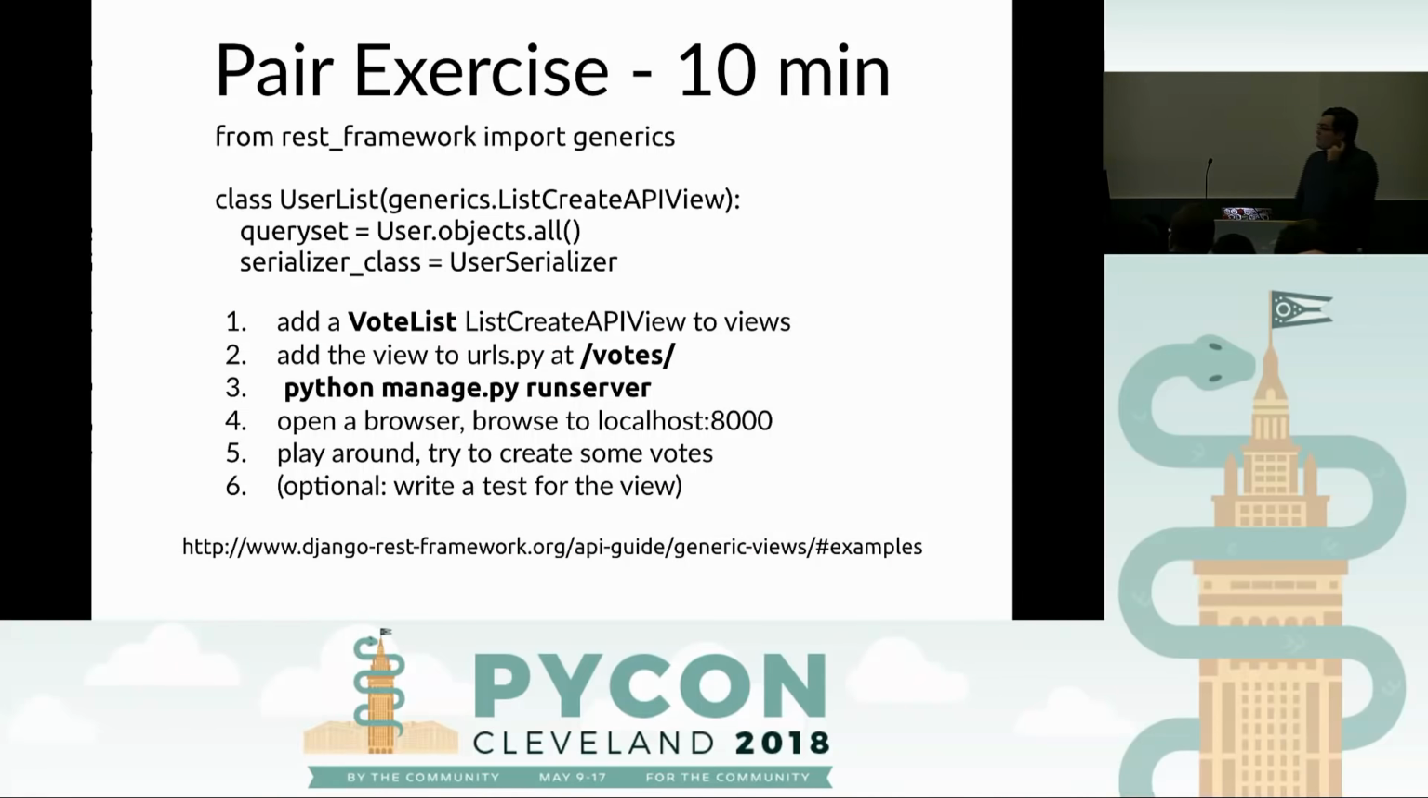So we have the import statement, and then this is an example. This is not the exact view that you're creating, but you're going to add a vote list similar to this user list view to our votes views.py file. You have a views.py file in your project. You're going to add the view to the urls.py, and you're going to run the server.